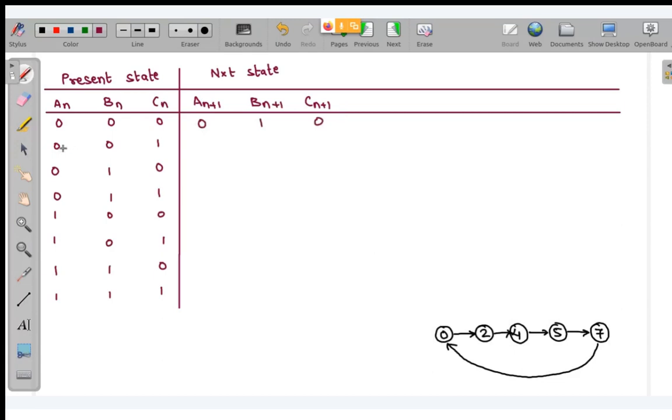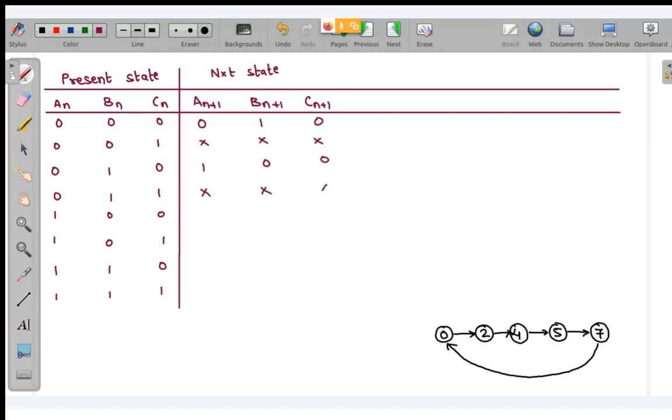When your present state is 0, 0, 1, what will be your next state? Yes, very good, don't care. We don't know what it will be, so we put don't care. When your present state is 0, 1, 0, you can see the next state is 4, so 4 corresponds to 1, 0, 0.